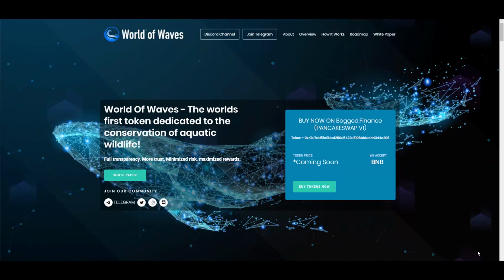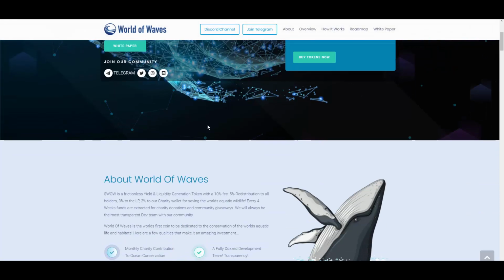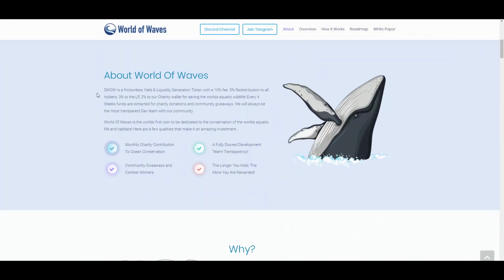So World of Waves is the world's first token dedicated to the conservation of aquatic wildlife. Full transparency, more trust, minimized risk and maximized rewards. Alright, we love that. So, about World of Waves. WoW is a frictionless yield and liquidity generation token with a 10% fee, 5% redistribution to all holders, 3% to the LP, and 2% to our charity wallet for saving the world's aquatic wildlife. Every 4 weeks, funds are extracted for charity donations and community giveaways.